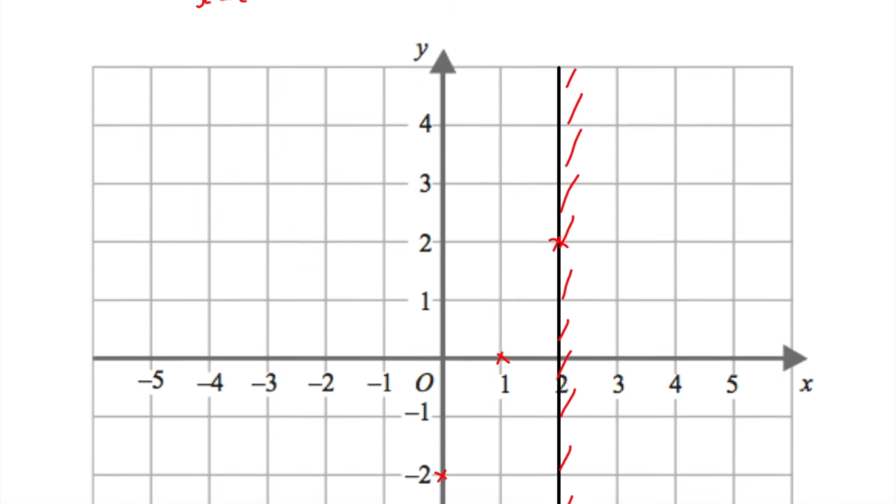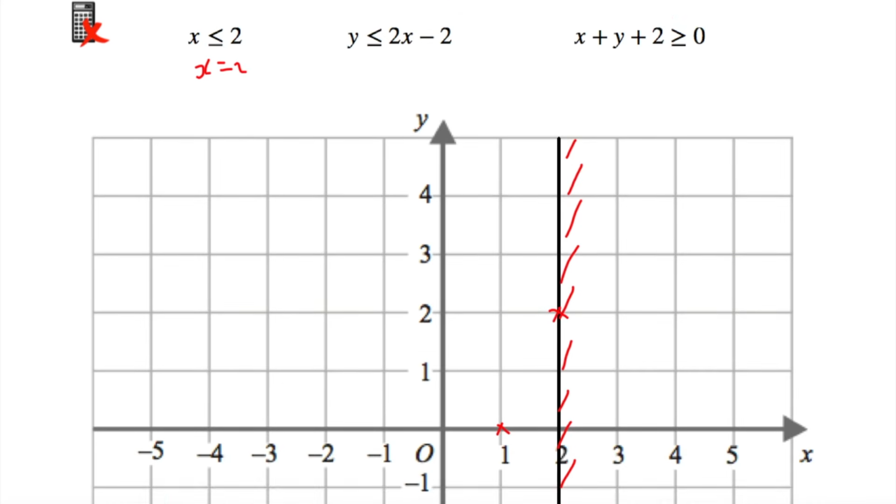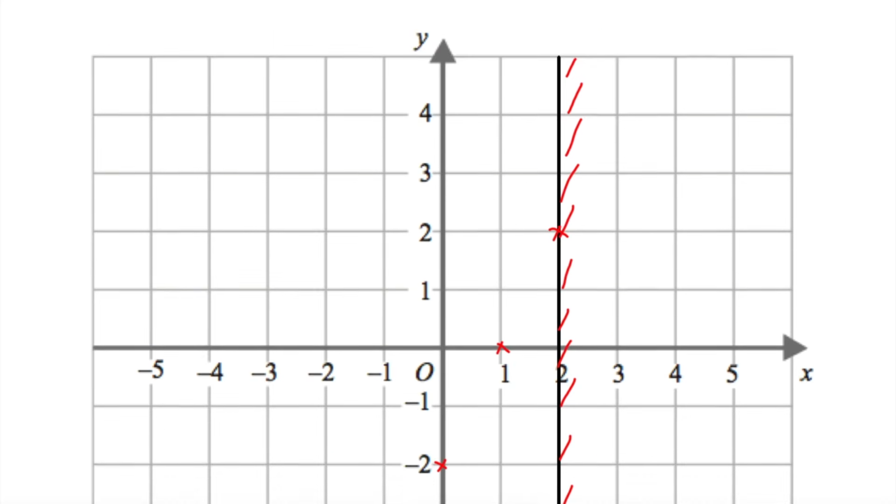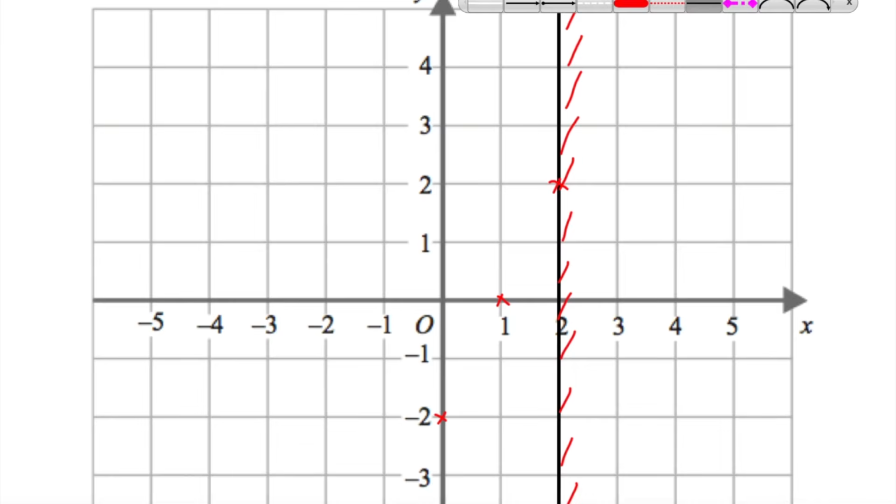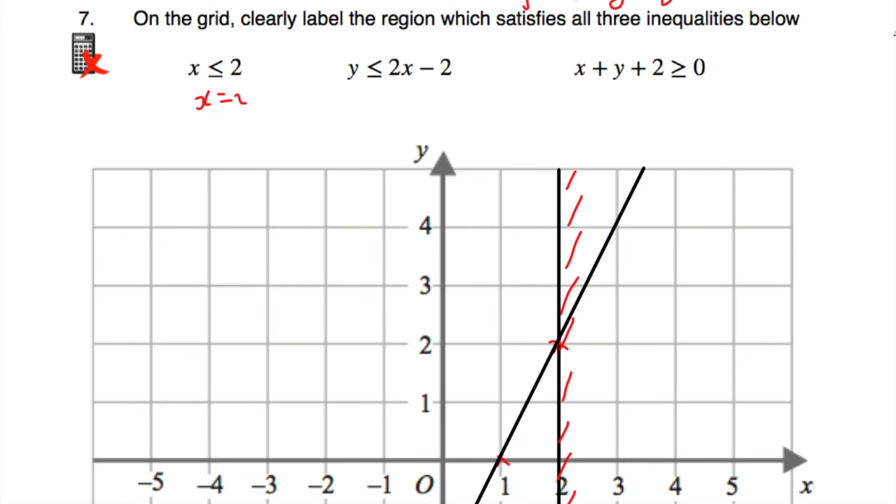So that'll be the point 0, negative 2, 1, 0, and 2, 2. So 0, negative 2 would be there, 1, 0 would be there, and 2, 2 would be there. So those points are in a nice straight line, nice diagonal line, and it's less than or equal to, so we're going to draw a solid line passing through those points. So let's do that. So that's the line of y equals 2x minus 2.